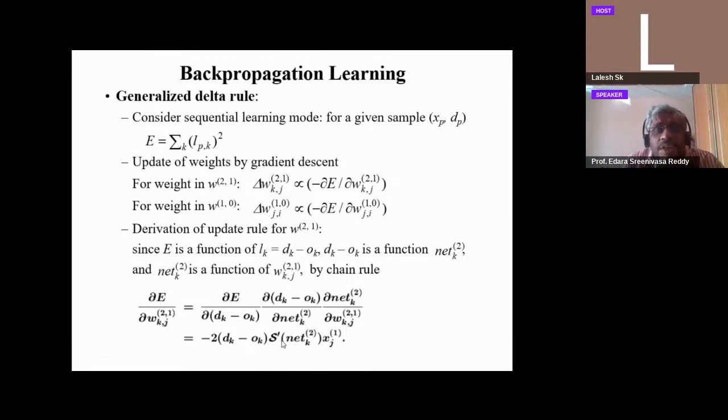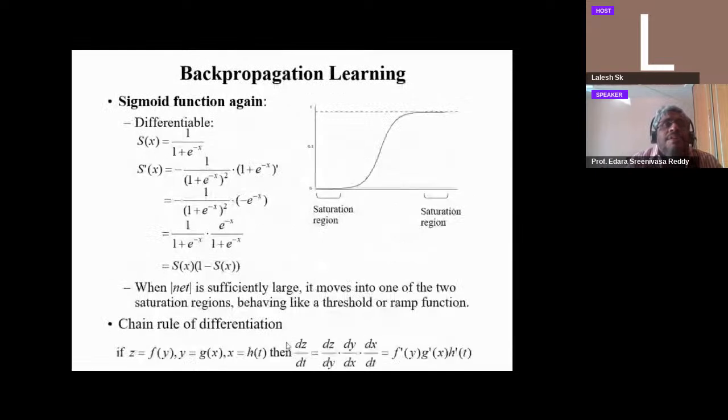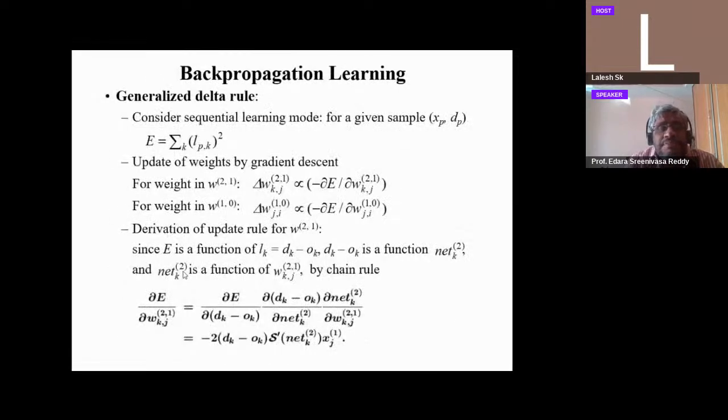S dash means sigmoid function. It's a derivation. We have seen S dash is equal to S into 1 minus S. Sigmoid also. S of X, S dash of X is equal to S of X into 1 minus S of X.